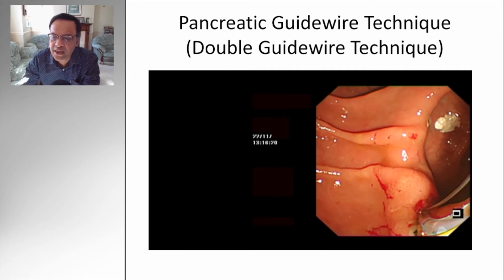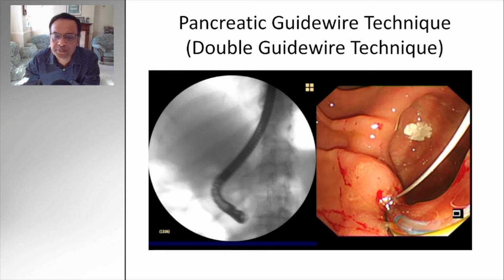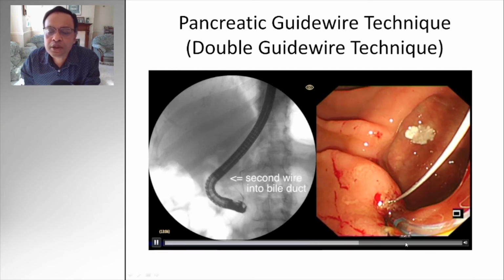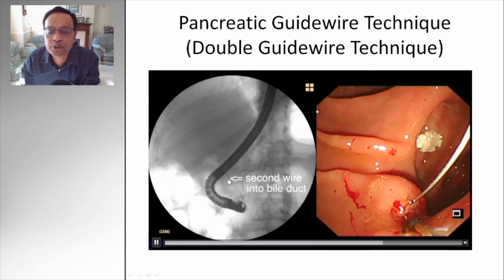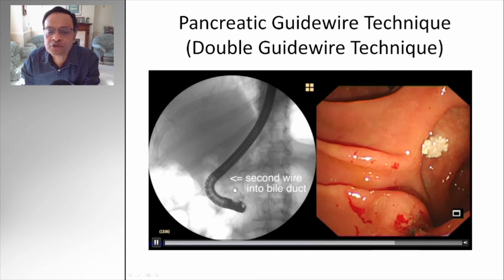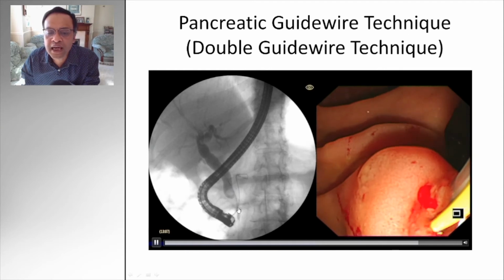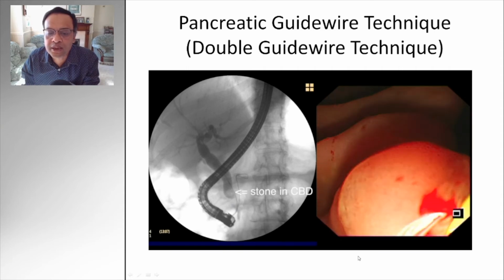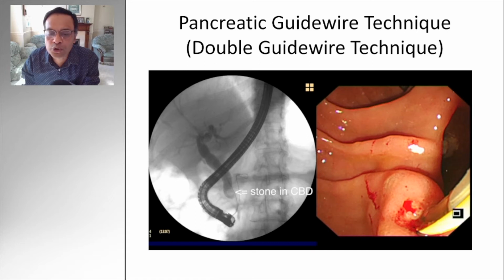The tip of the cannula is inserted into the common channel just above the first wire. A second wire is then passed through the cannula, and it has found the common bile duct as shown by this arrow here. Once the second wire is within the common bile duct, we follow through with the cannula and then we inject contrast, and here we can see a stone in the lower common bile duct. We can then continue with the procedure, perform a sphincterotomy and remove that stone.